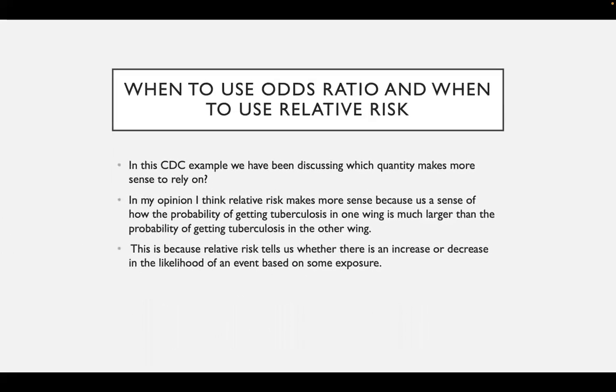So when do we want to use relative risk and when do we want to use odds ratio? In the CDC example, we have been discussing which quantity makes more sense to rely on. In my opinion, relative risk makes more sense because it gives us a sense of how much larger the probability of getting tuberculosis in one wing is than in the other wing. This is because relative risk tells us whether there's an increase or decrease in the likelihood or probability of an event based on some exposure. So I think that makes more sense in this case.